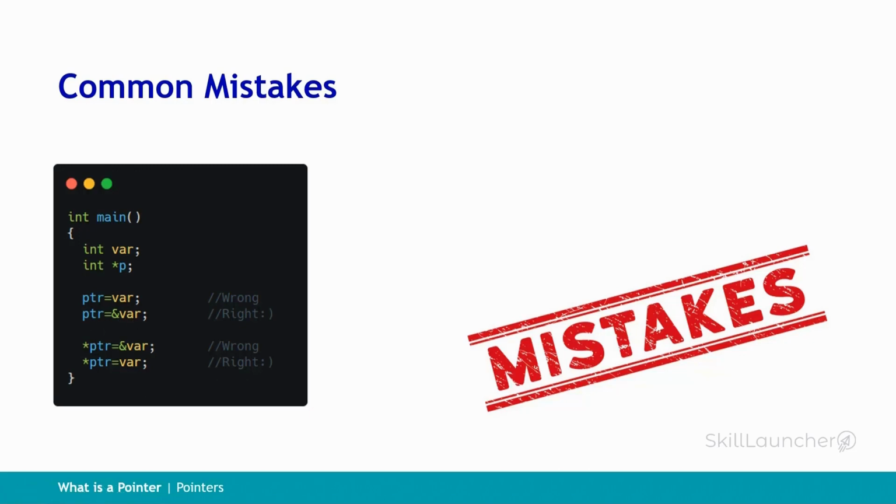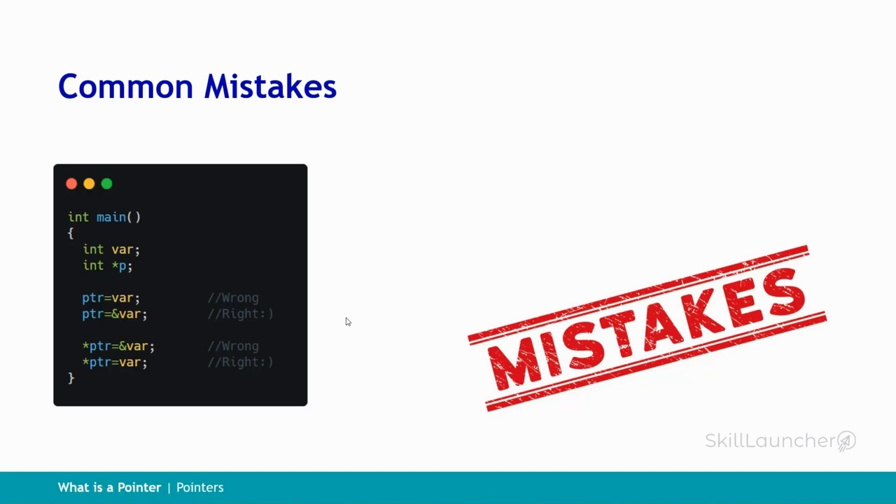Also, a common mistake is that we use both the dereference operator and the address of operator simultaneously, which is wrong. Because the value pointed to by ptr would be var. It would not be the address of var. So the correct method is star ptr equals value of var.